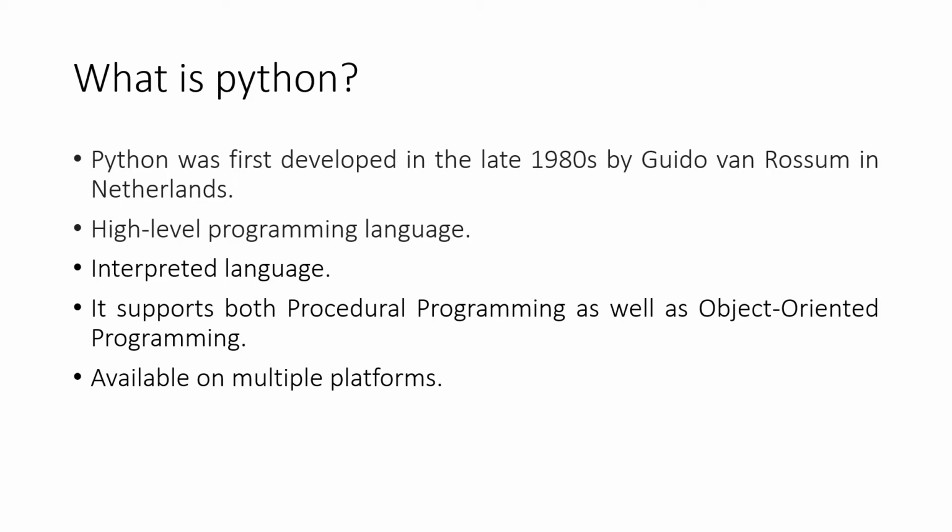And it supports both procedural programming as well as object-oriented programming. In procedural programming, the program is divided into small parts called functions and it follows a top-down approach. In object-oriented programming, the program is divided into small parts called objects and it is a bottom-up approach. So Python supports both of these methods. And Python is available for multiple platforms such as Windows, Mac, and Linux.